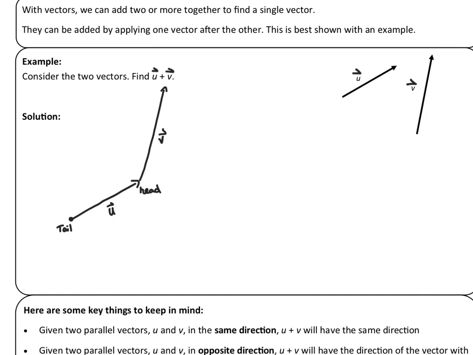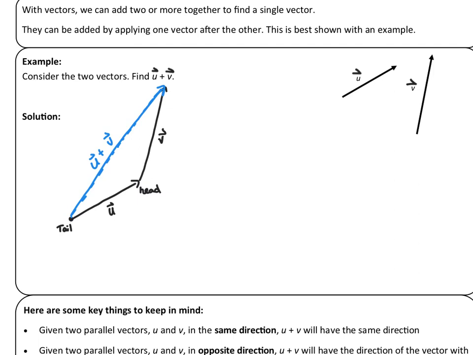Now, what happens is we get what's called a resultant vector. And so the resultant vector goes from the tail where we started up to the head of where we finished. And I'm just going to draw it on. And there it is. So there is our resultant vector. And this is vector u plus vector v. So we're making triangles.